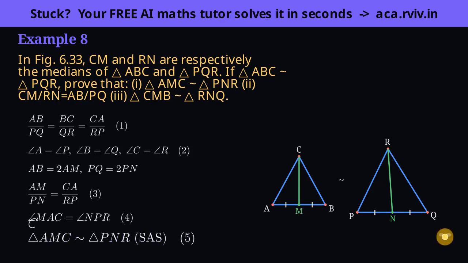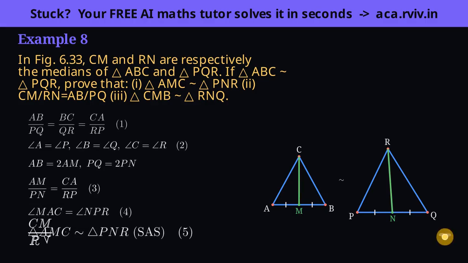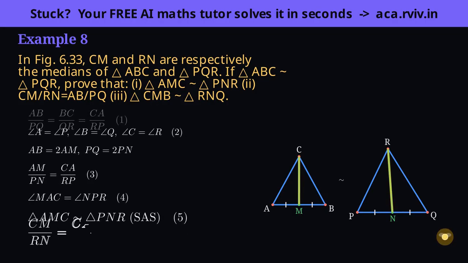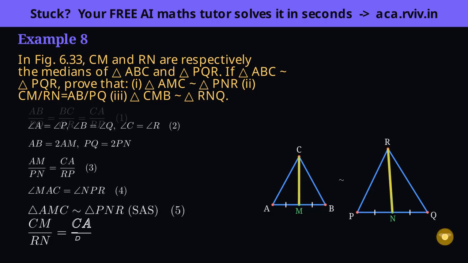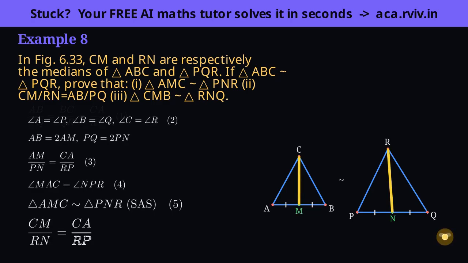On to part 2. Because AMC and PNR are now similar, all their matching sides share the ratio, including the medians themselves. So CM over RN equals CA over RP. We've got the medians into a proportion. One more link finishes it.